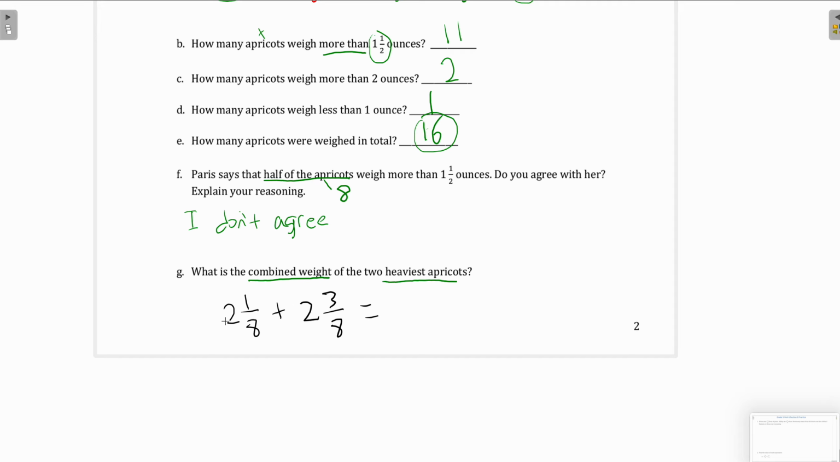So 2 wholes plus 2 wholes is 4. Okay. 1 plus 3 is 4. We keep our denominator, so we get 4 and 4/8. And this is also equivalent, if we simplify this by dividing it by 4, we get 4 and 1/2. So 4 and 4/8 or 4 and 1/2.